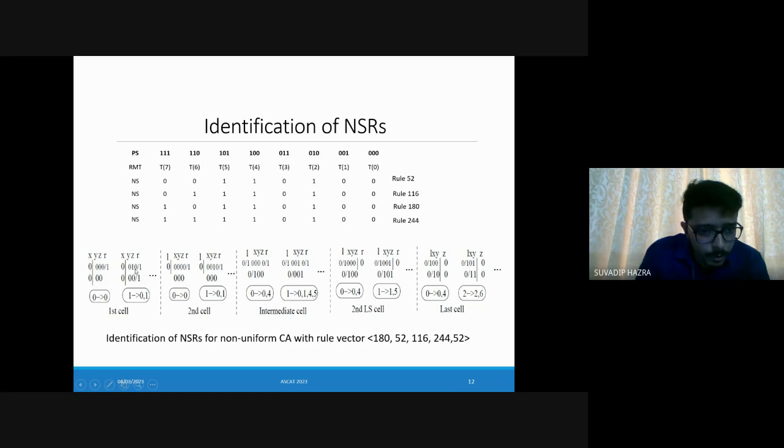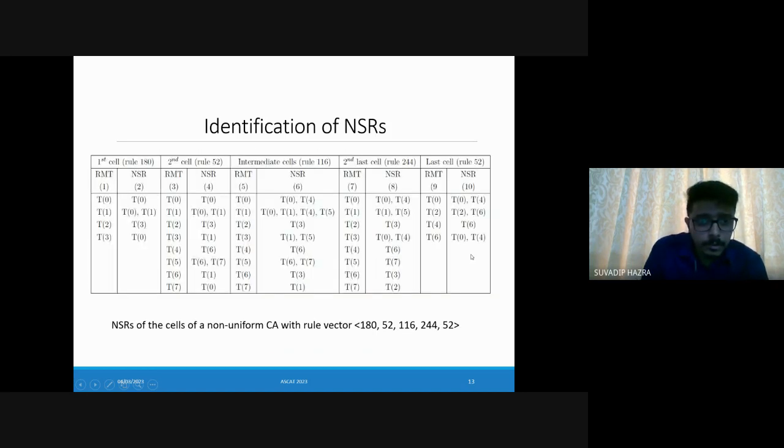So we have to consider RMT 2 and 3 with rule 52. For rule 52, the next state for RMT3 is 0 and for RMT2 is 1. So it can be either 0 or 1. So the NSR for rule 1 can be either 0 or 1. Similarly, we can get the NSR for the rest of the cells. So all the NSRs are listed for this hybrid CA in this table.